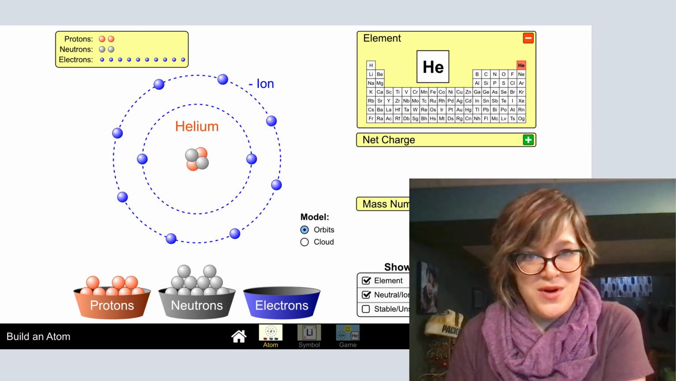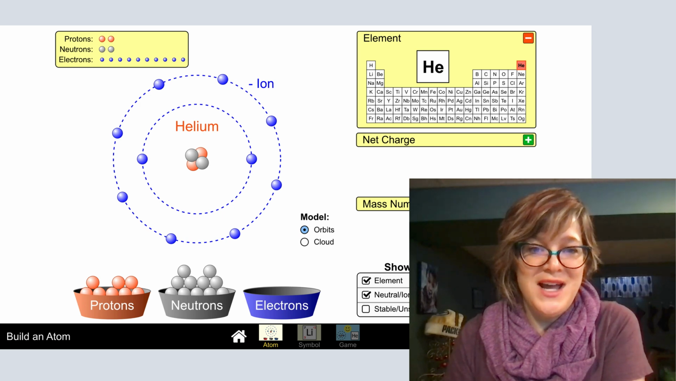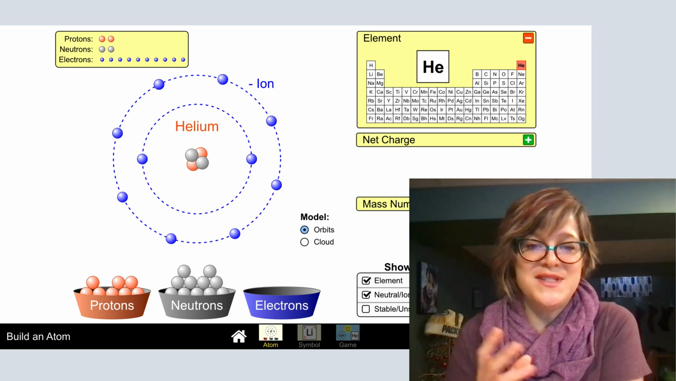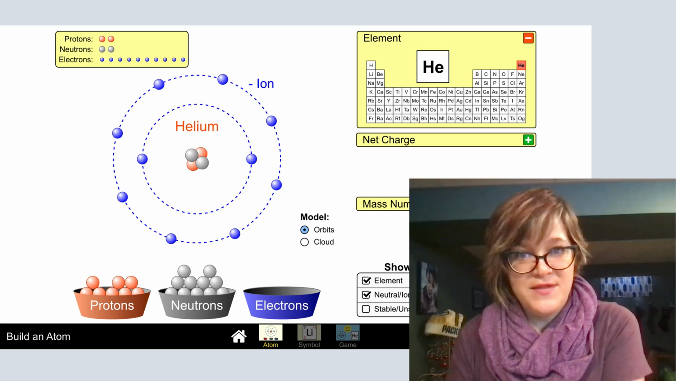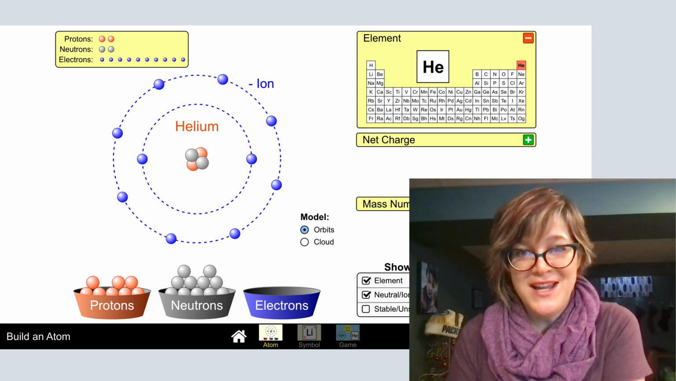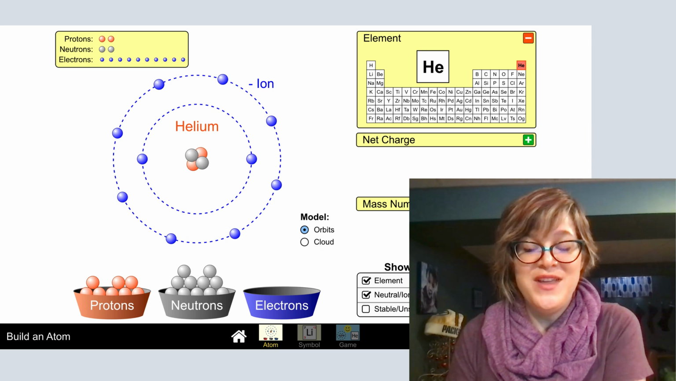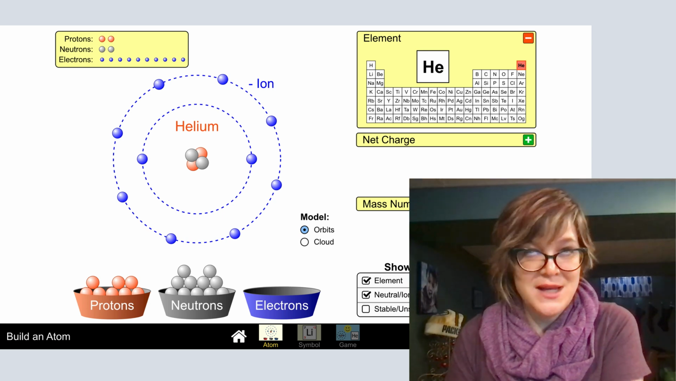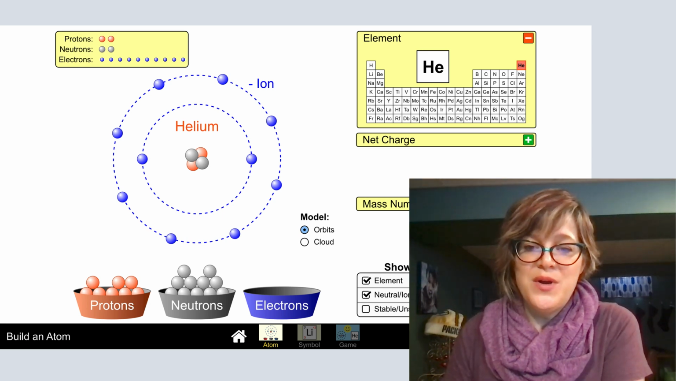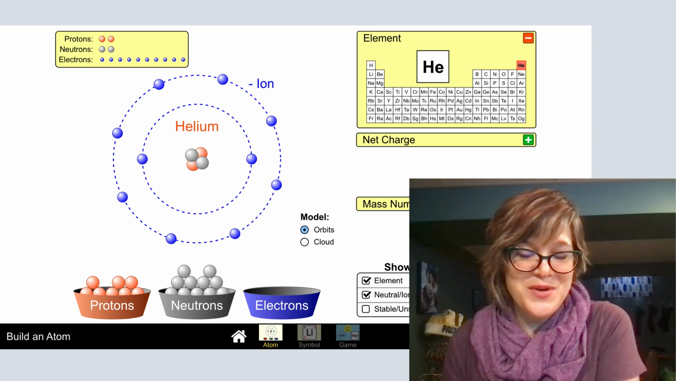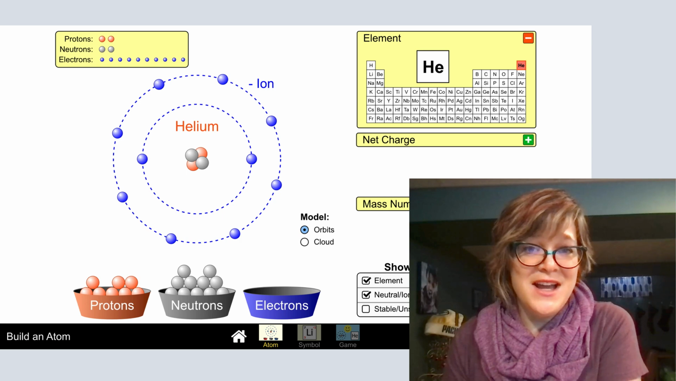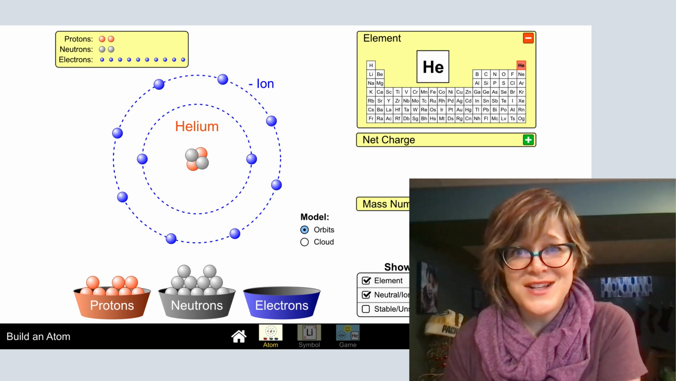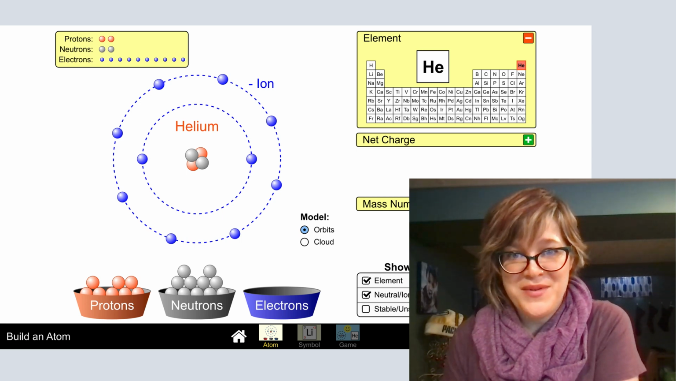Atoms always want to have a full ring. So if it's that innermost ring, 2, every other ring is 8. And so we usually think of this as them wanting to have a full 8. And this is something called the octet rule, because octet means 8. So to get their 8, what this means is that the atoms have to get electrons from other atoms.